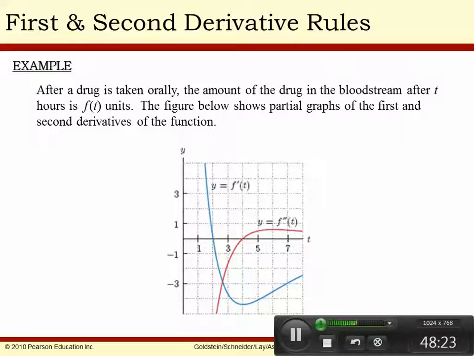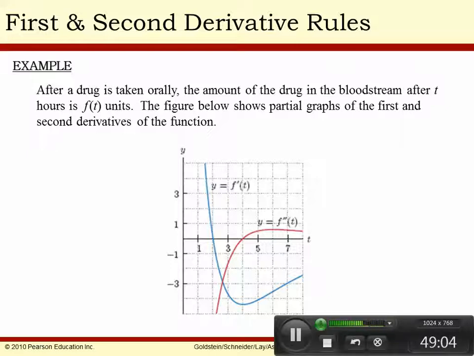So I know that f prime of x is greater than 0 if x is less than 2. I know that f prime of 2 is equal to 0, right? So that just means it levels off. And I know that f prime of x is less than 0 when x is greater than 2.